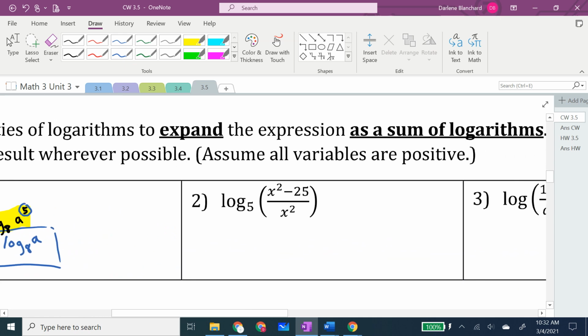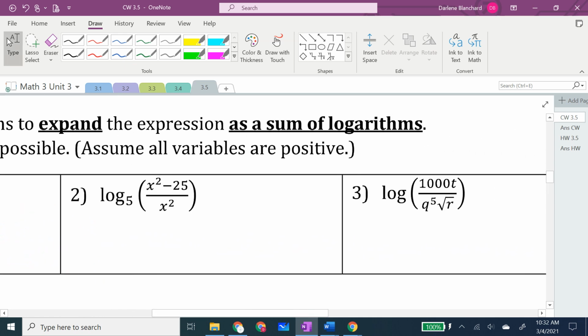For number 2, what I would recommend you do is first see the big giant division bar, because there is an understood parentheses with the numerator and the denominator. So my weakest operation inside that logarithm is actually that division bar. And so I can separate the division bar by subtracting 2 logarithms. And I'm putting parentheses for emphasis.